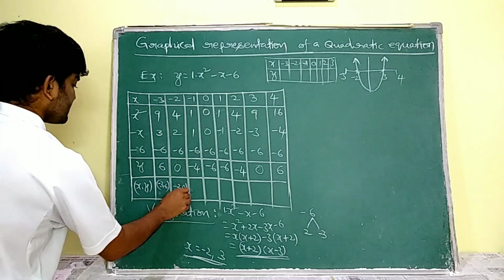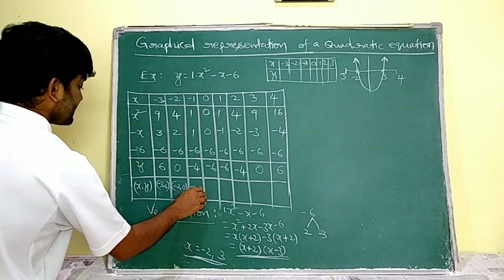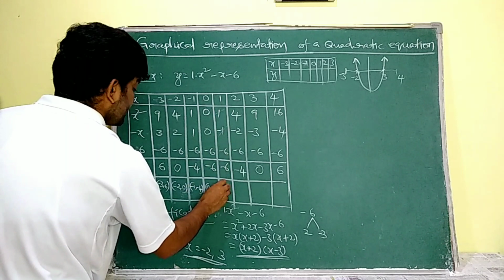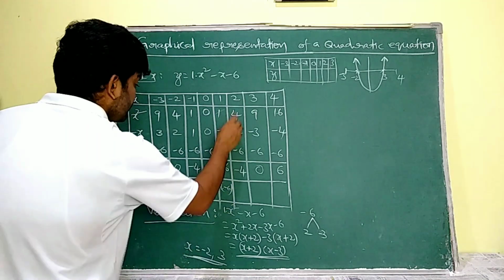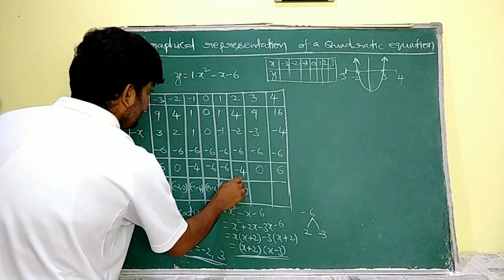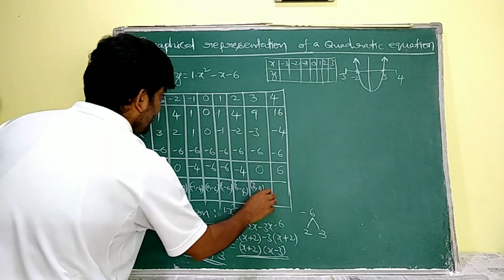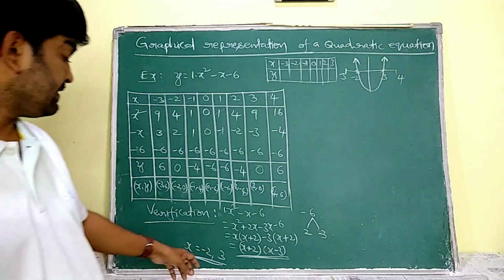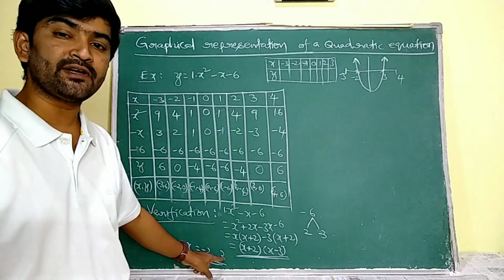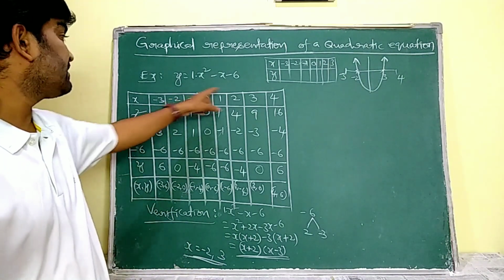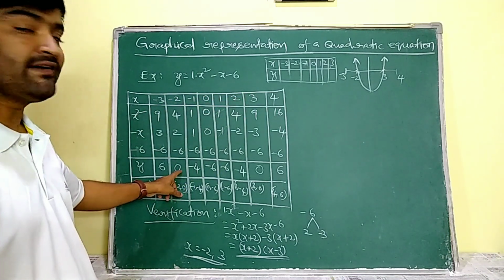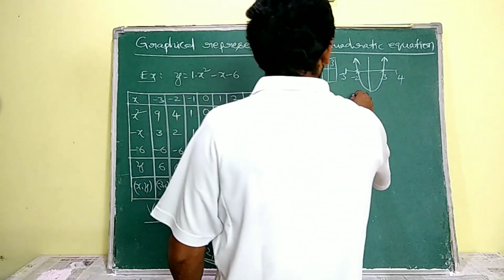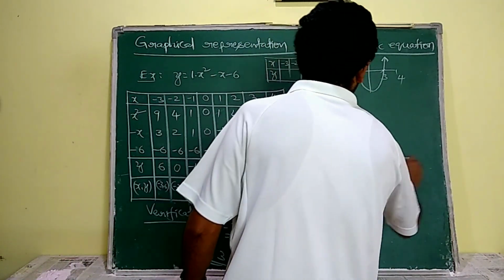Next minus 2 comma 0, minus 1 comma minus 4, 0 comma minus 6, 1 comma minus 6, 2 comma minus 4, 3 comma 0, and 4 comma 6. Only remember one thing: here you obtained the x values minus 2 and 3. At minus 2 and 3 you must get the y value as 0. So now you have to plot the points on the graph sheet.